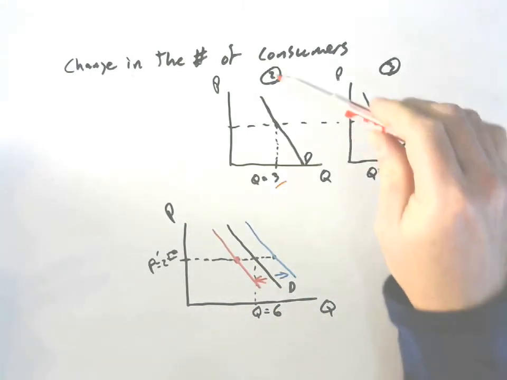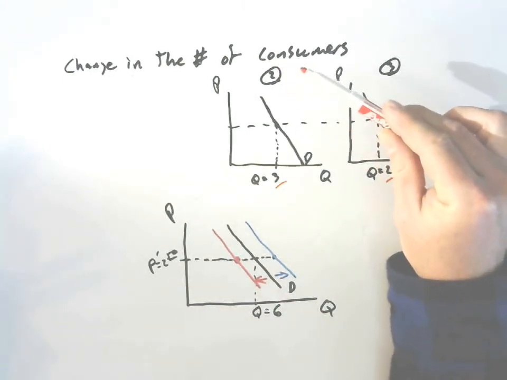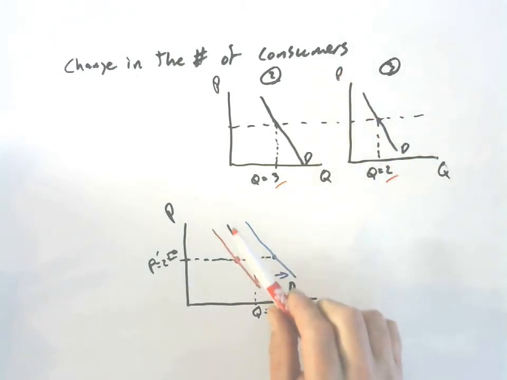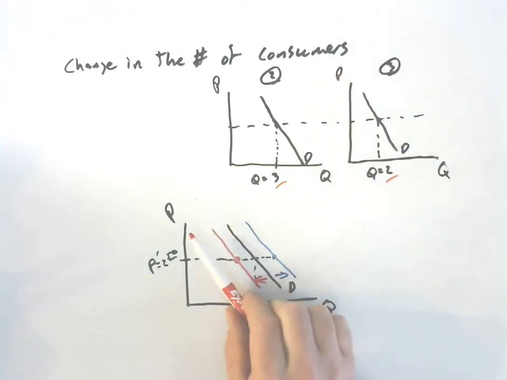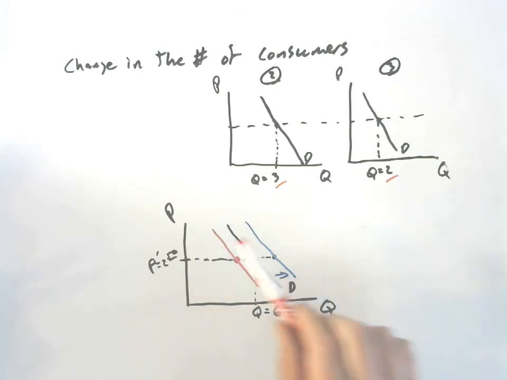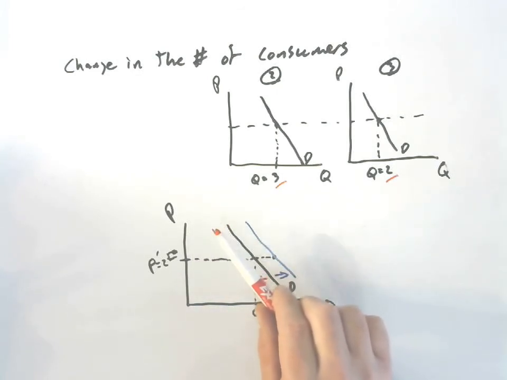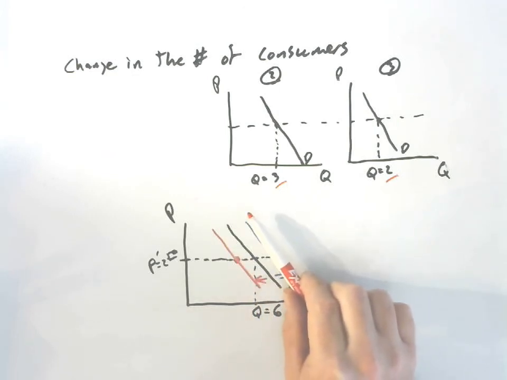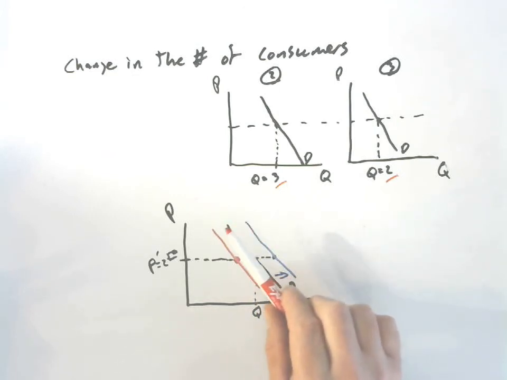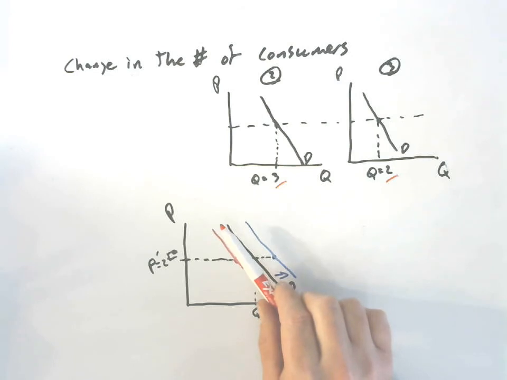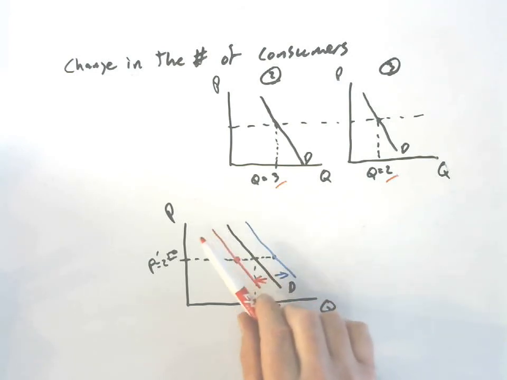In other words, if we subtract consumers from the market, the demand for the product will shift to the left. Demand will fall. Okay, so let me go over that again. We increase the number of consumers in a market, you increase demand. You shift it to the right. You decrease consumers in the market, you decrease demand. You shift it to the left.